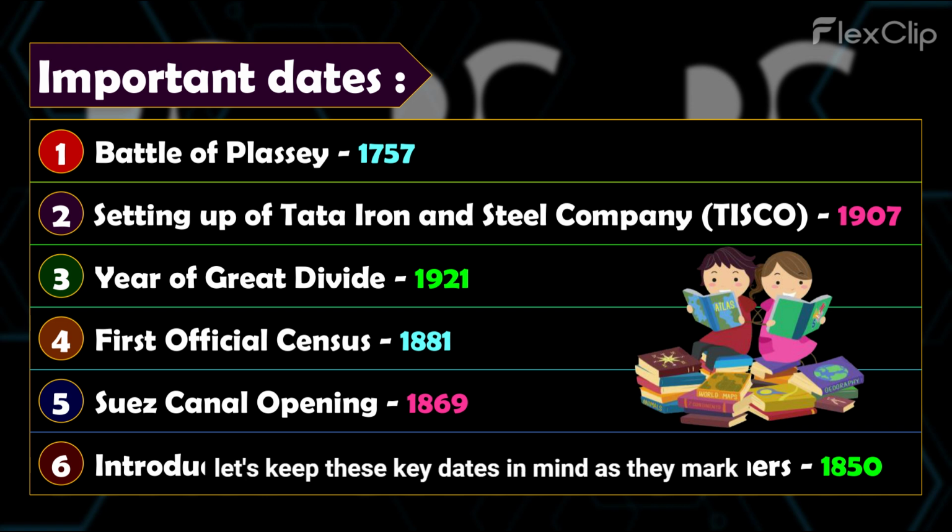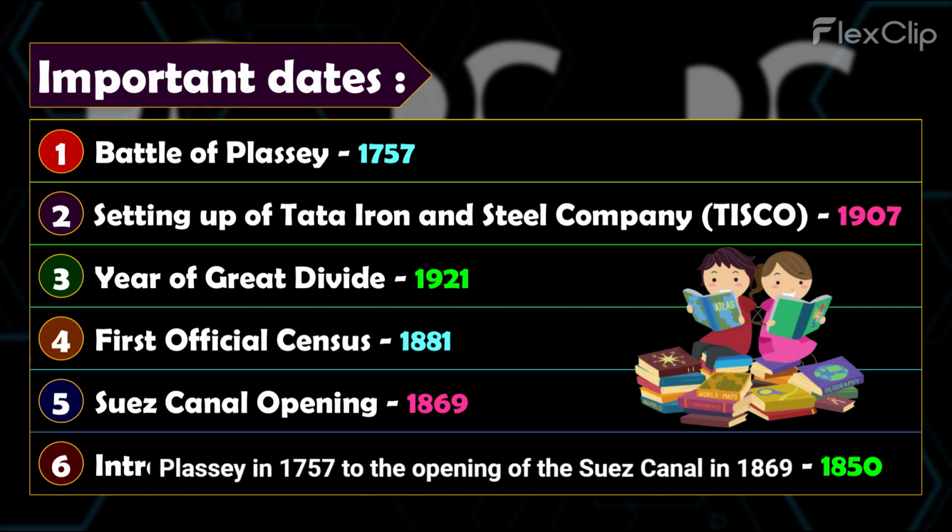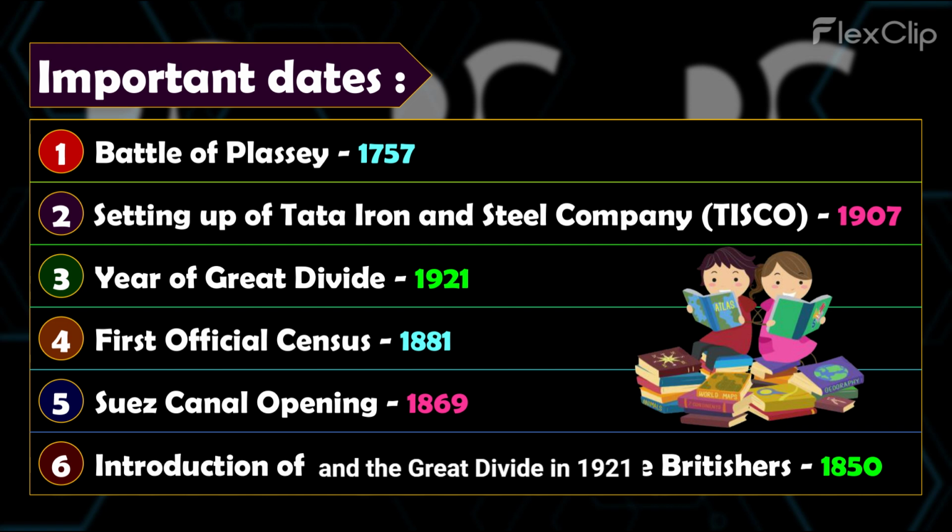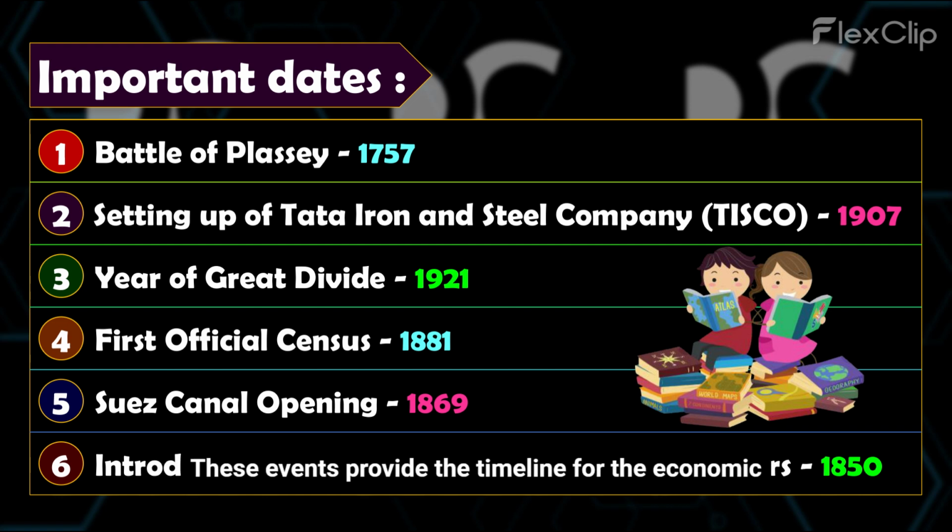To wrap up, let's keep these key dates in mind as they mark the milestones of this period. From the Battle of Plassey in 1757 to the opening of the Suez Canal in 1869 and the Great Divide in 1921. These events provide the timeline for the economic transformation we've discussed today.